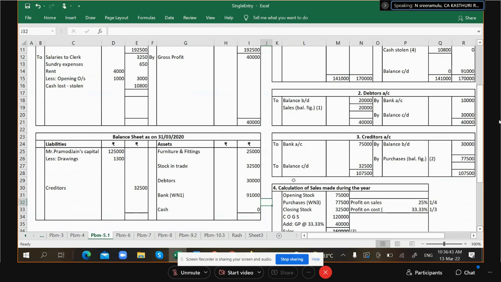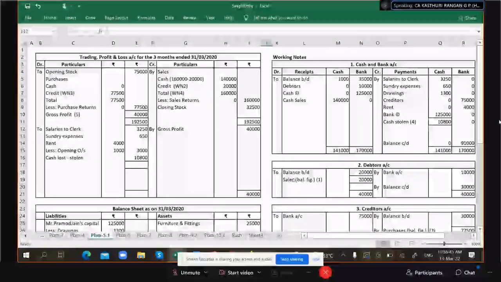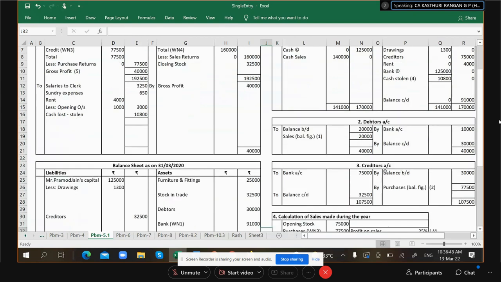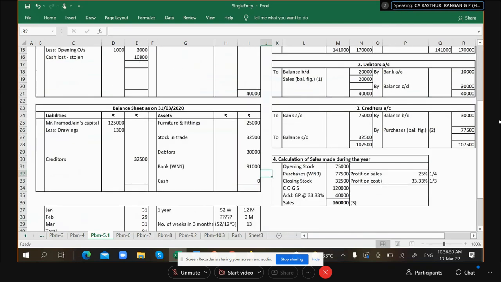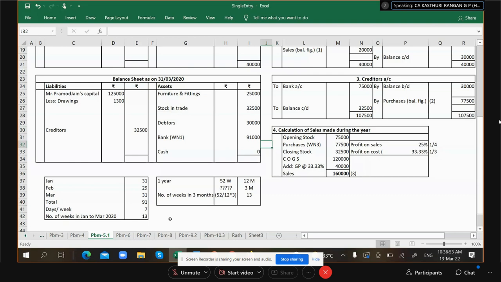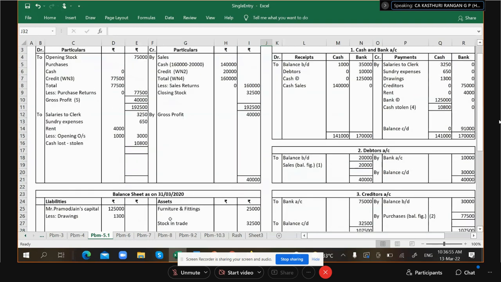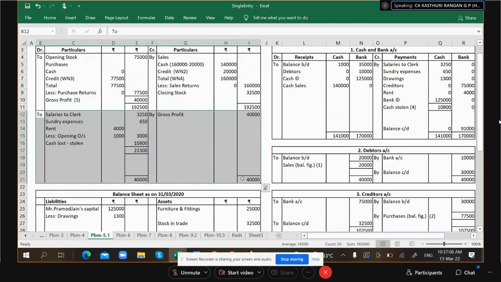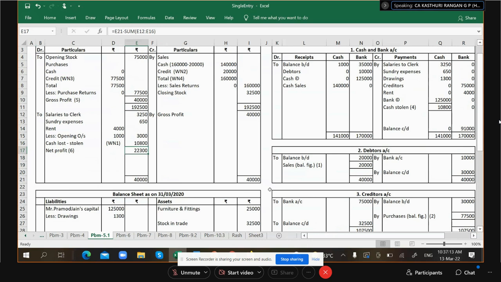What is now left? All four working notes you have completed. Cash and bank account complete, debtors complete, creditors completed, sales calculated, number of weeks you determined. What is left now? We have to find the net profit. That's all. Gross profit is there. Salary, rent, sundry expense, cash stolen. Now the difference in the P&L account will be your net profit. How much is that? 22,300. That is the net profit.